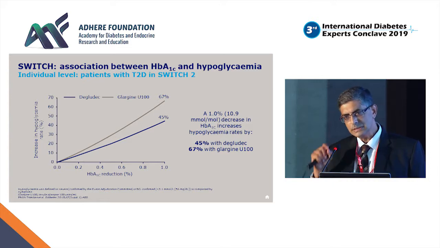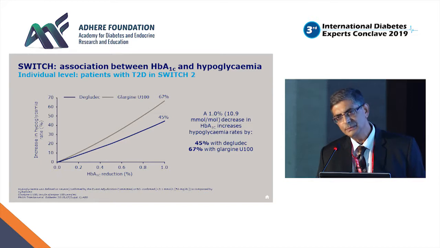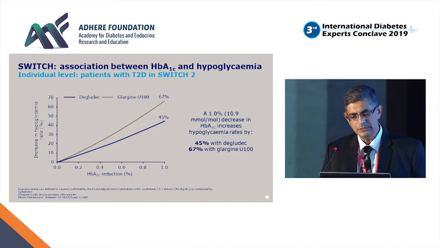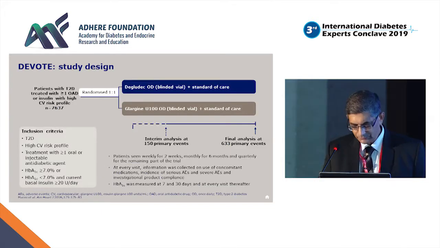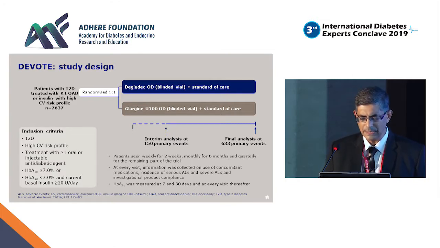Now, if you were just to drop the A1C by 1%, what would be the percentage of hypoglycemia that these two arms would see? You find that the hypoglycemia with the degludec arm was much lower than the U100 arm when you drop the A1C by only 1%. Then, of course, came the DEVOTE study, which was a very good study that came out, I think, sometime last year or the year before that.